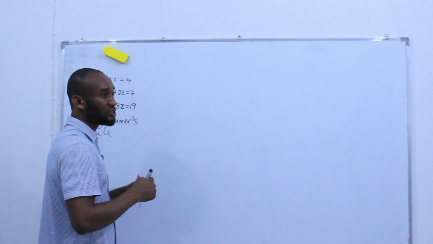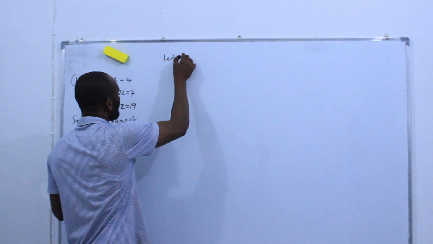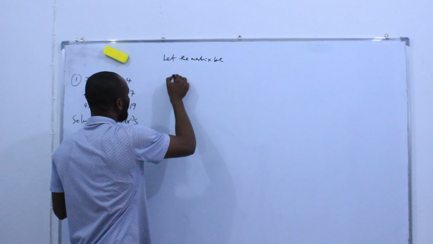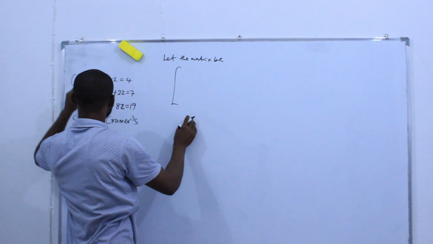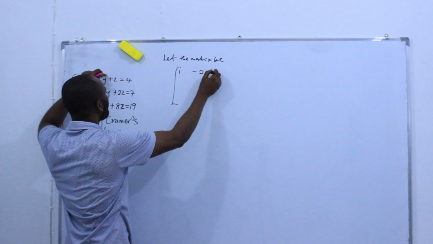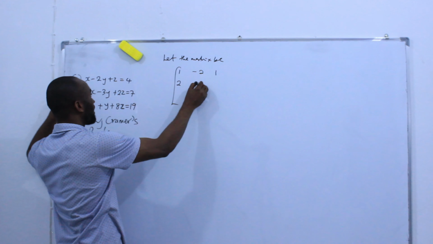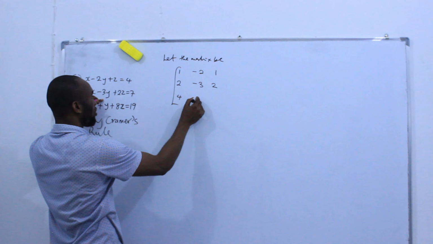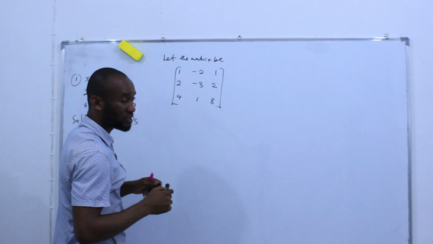In Cramer's rule, first of all, you must get the matrix. Let the matrix be A. The first row is 1, minus 2, 1. Here is 2, minus 3, and 2. Here we have 4, 1, and 8. This is the matrix.